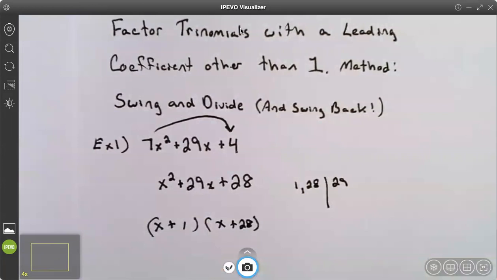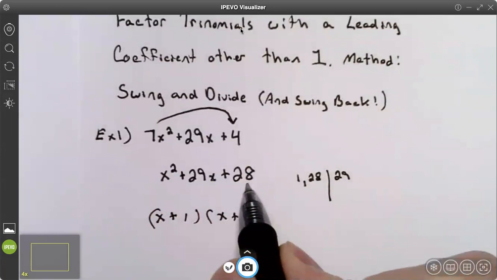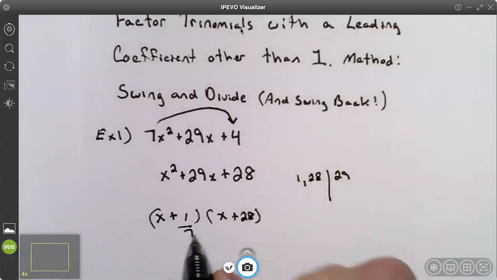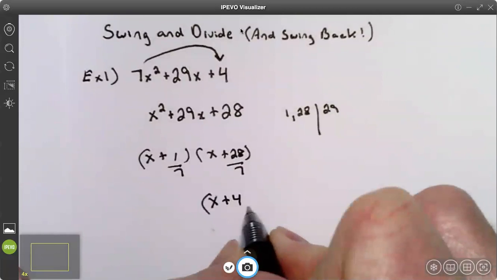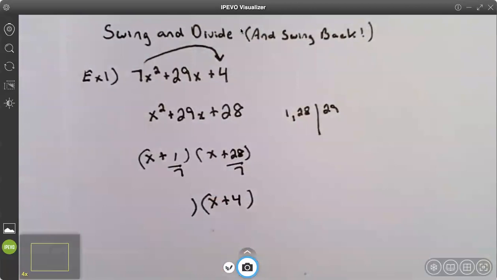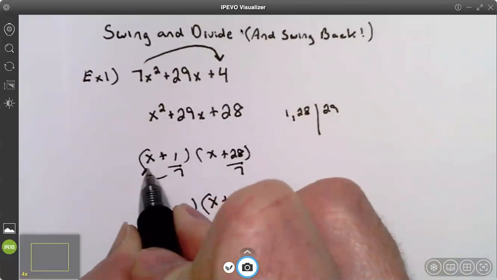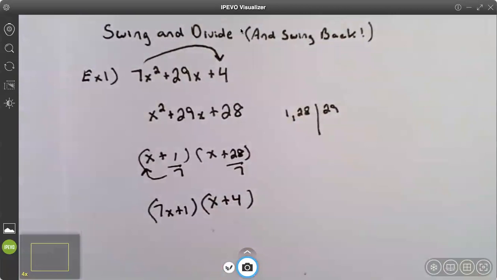We swung a 7 over here. Now we're going to divide by what we swung. We swung a 7, so we're going to divide both of these numbers by 7. 28 divided by 7 is 4. 1 divided by 7 is a decimal. So we're going to swing the 7 back and put it right there. And my answer is 7x plus 1 times x plus 4.